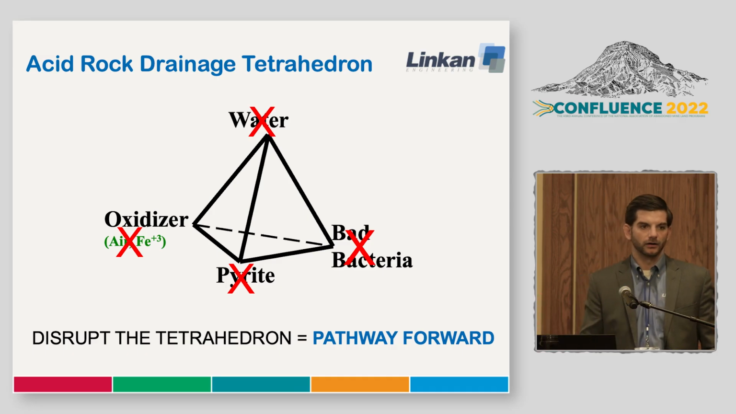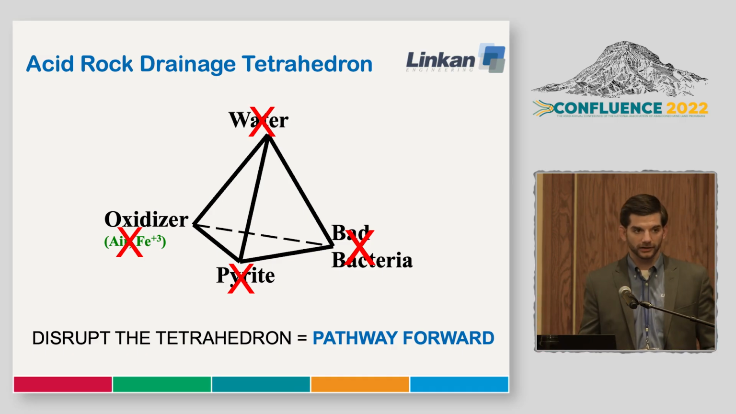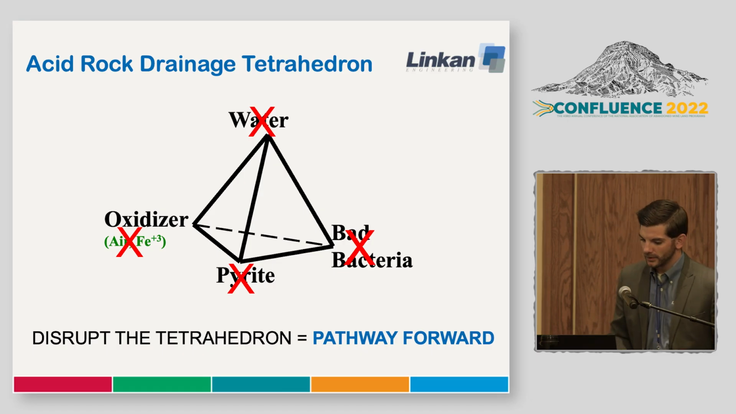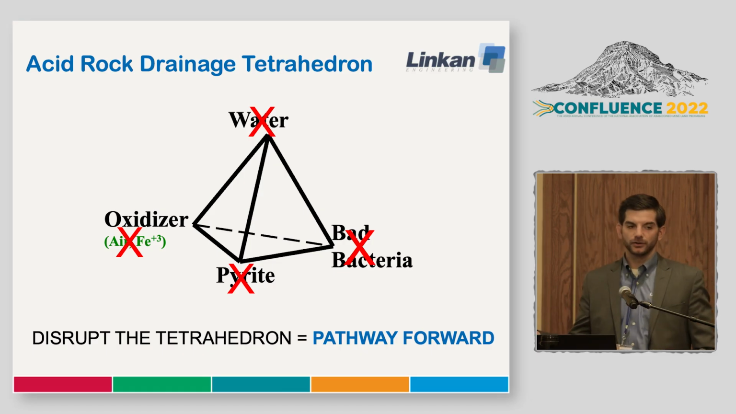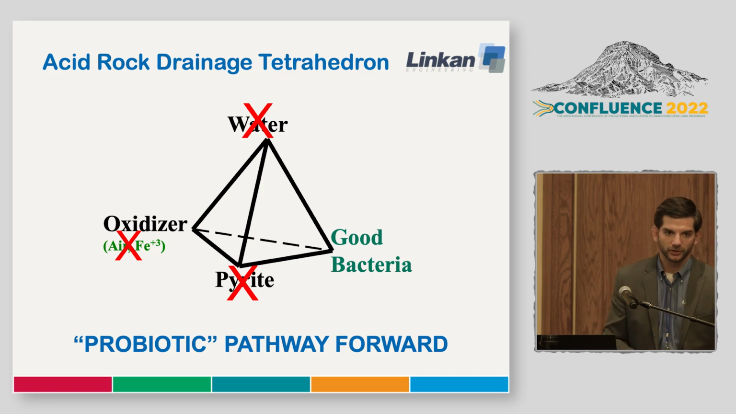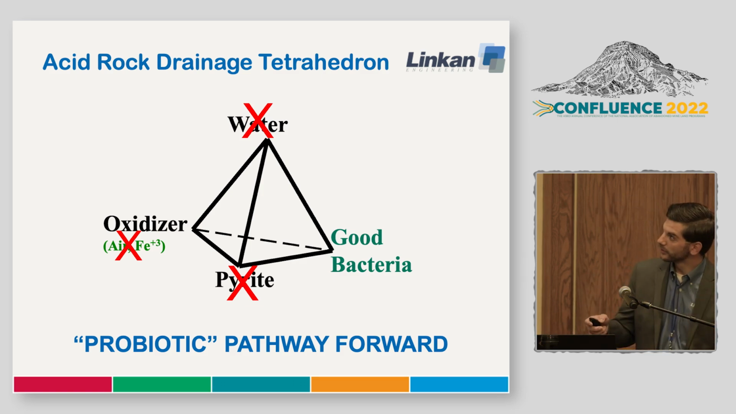So looking at our acid rock tetrahedron, it's analogous to the fire triangle, if you would, where you have water, an oxidizer, pyrite, and some bad bacteria or a thiobacillus. So we need to not only kill this bad bacteria, but then replace it with a good heterotrophic bacteria so we don't just have a rebound of the acidithiobacillus.